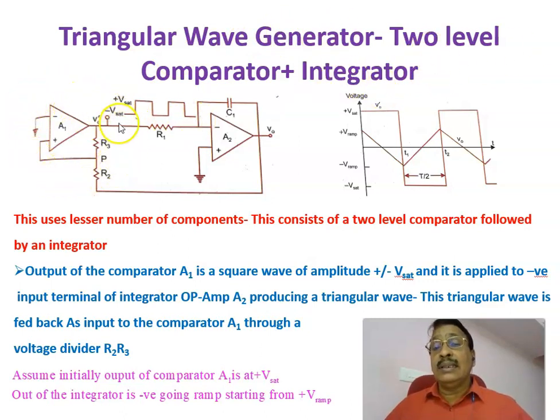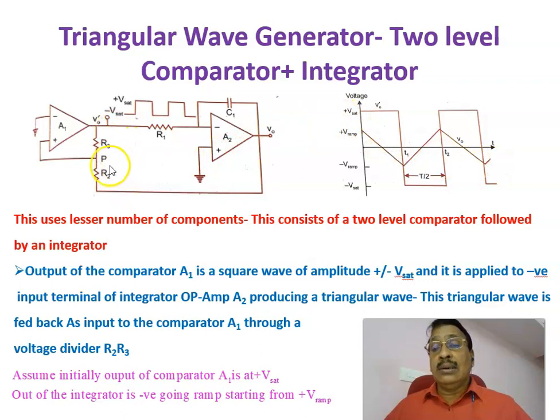This is called a two-level comparator, and the output of the two-level comparator is given to an integrator. Therefore, a two-level comparator plus integrator is another triangular wave generator configuration, in which there are two op-amps, but this uses fewer components. This consists of a two-level comparator followed by an integrator. The square waveform is integrated, and you will get the output triangular waveform.